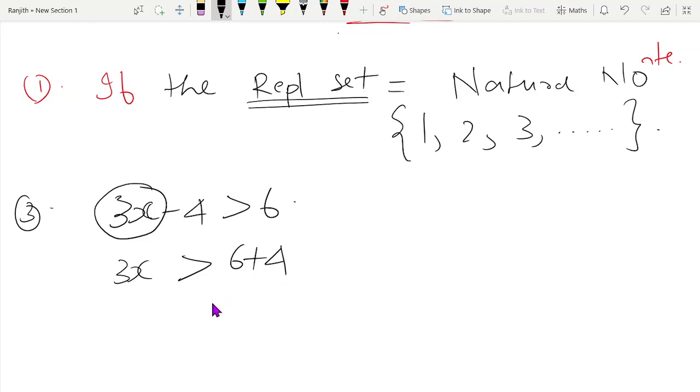Plus 4, so it's greater than 6 plus 4. 3x is greater than 10. So x is greater than 10 by 3, sir. One second, sir. I just have done one.